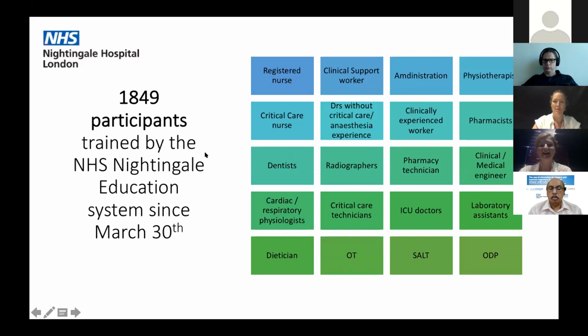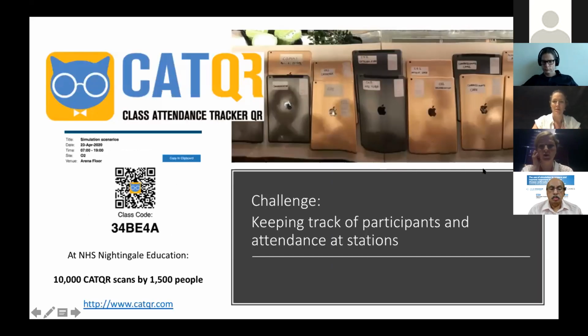So on the next slide, one of our other challenges was trying to keep track of the large volume of participants coming through. We obviously logged everyone in the morning and logged everyone out at the end of the day, but we also had to make sure that they were actually participating in all the stations. We had to be sure that they weren't just checking in, not doing anything throughout the day and then checking out at the end. And this was actually quite a concern to us at the beginning. How did we make sure that they were engaged throughout the day?